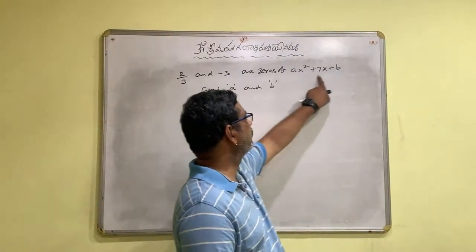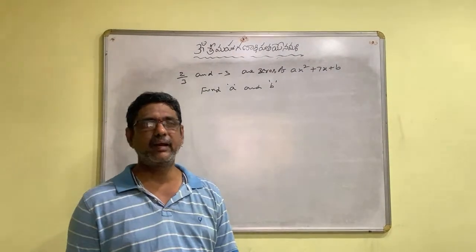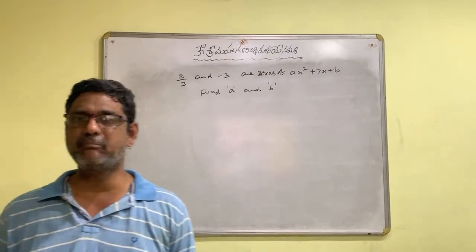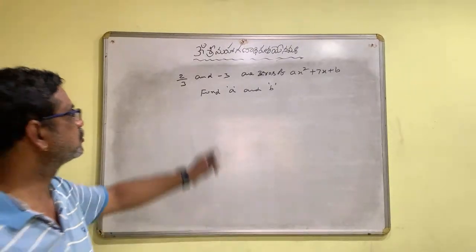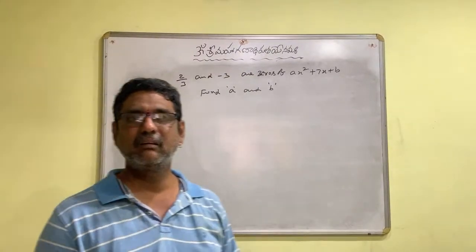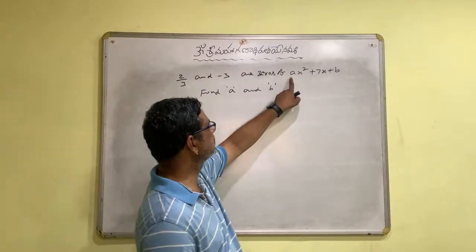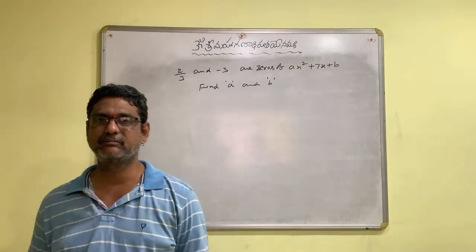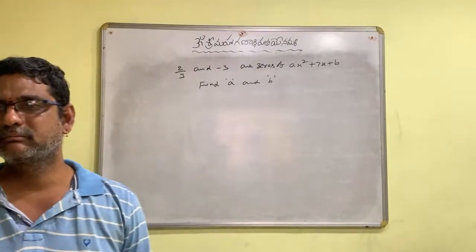This is a quadratic polynomial and its two zeros are given. We know every quadratic polynomial is having two zeros and those two zeros are given. But here the coefficients, x square coefficient and constant, both are missing. We need to find out them. Okay na?